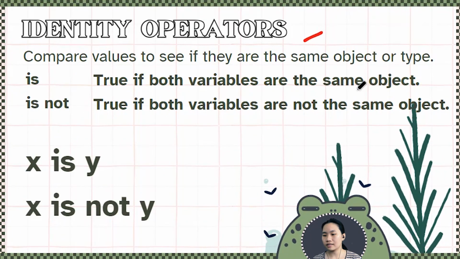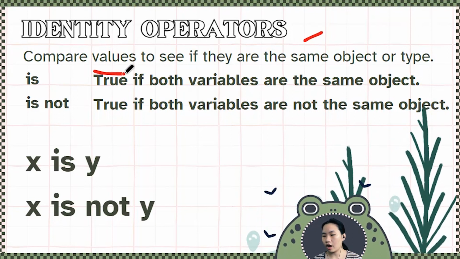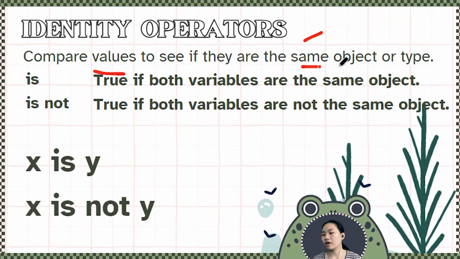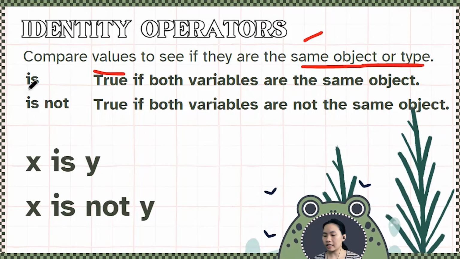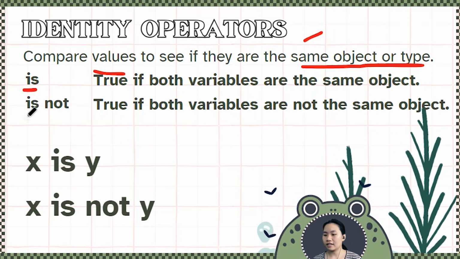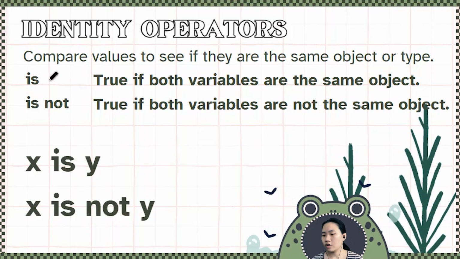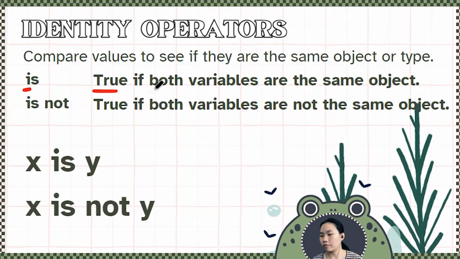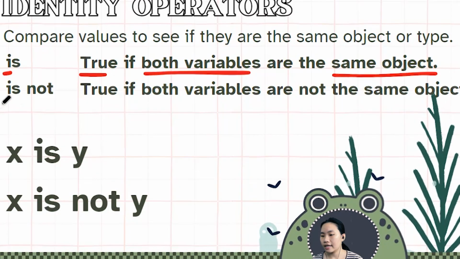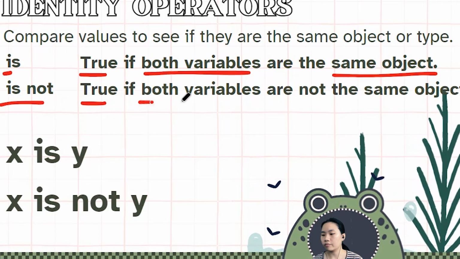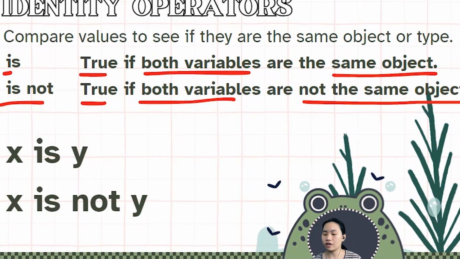Next up, identity operators. Identity operators compare values or objects to see if they are actually the same object or the same type. And very simply, the keywords are is and is not. I'm going to erase these, okay? So is will be true if both variables or values are the same. Is not will return true if both variables are not the same. So they are complete opposites of each other.